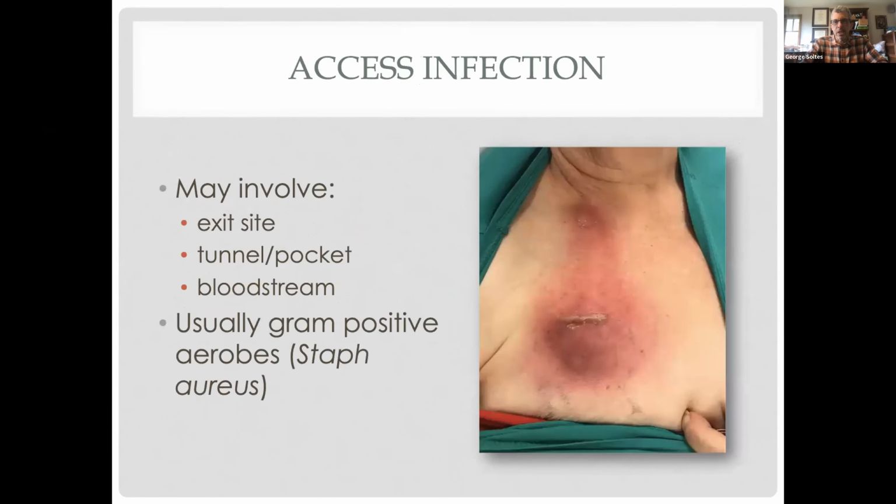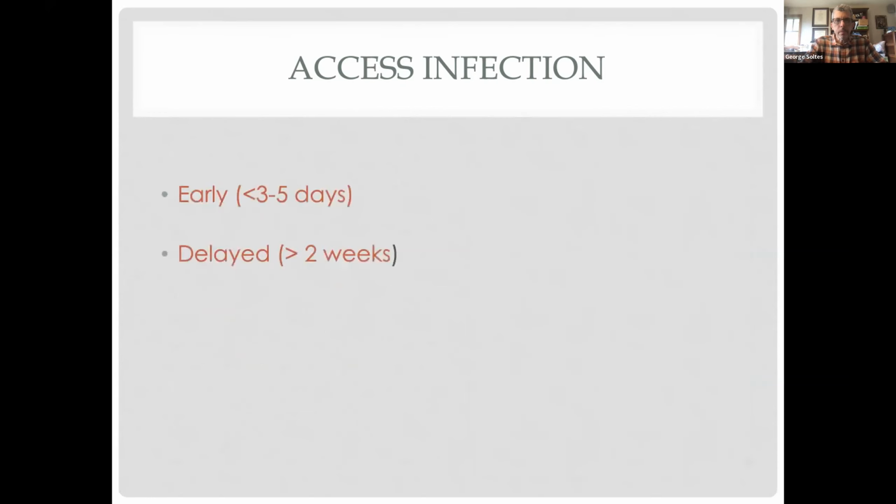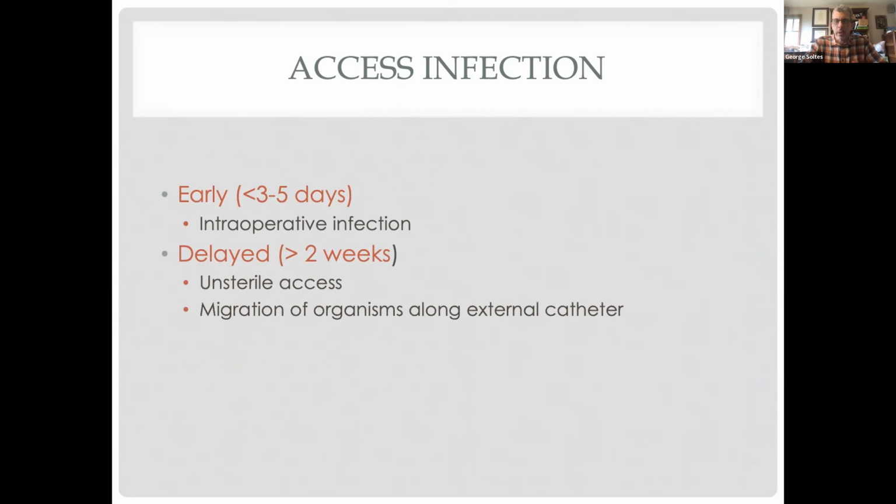Sadly, probably the incidence in all ports is around 2%. So it doesn't happen often, but we put in a lot of ports, so we see it. So in general, for accesses, infections can involve the exit site of a catheter, the tunnel, or the pocket, as in this case, or can be bloodstream infections. Usually it's staph or other gram-positive aerobes. Again, early or late. Early, we sort of blame our intraoperative sterility. Late can be because it was accessed in an unsterile way, because bugs crawled along an external catheter, or because it's seeded from some other hematogenous source.